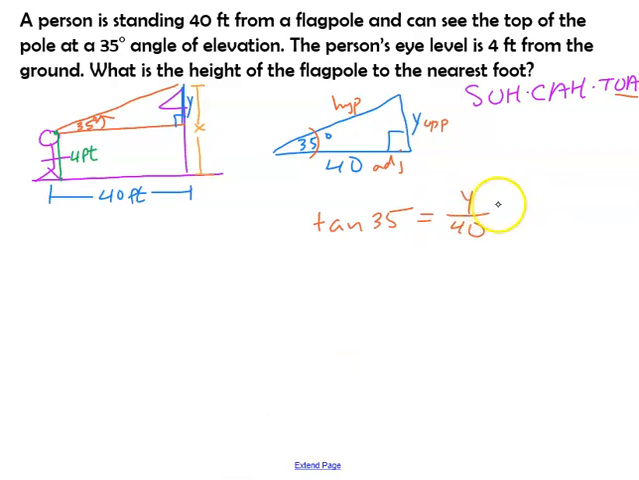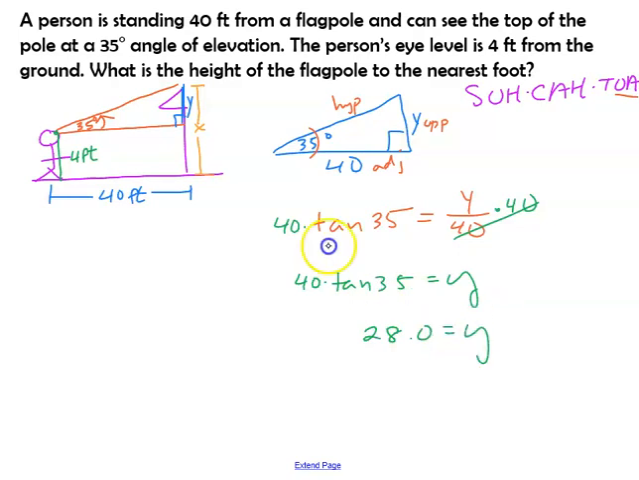So in order to solve for y, we need to multiply both sides by 40, and then this will cancel out. So we have 40 times the tangent of 35 is equal to y. And then when you put this into your calculator, you should get 28.0 when it's rounded equals y. So this y right here is going to be 28.0.